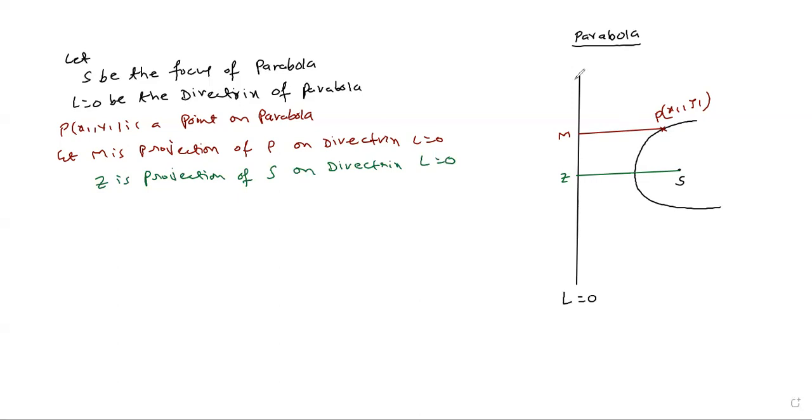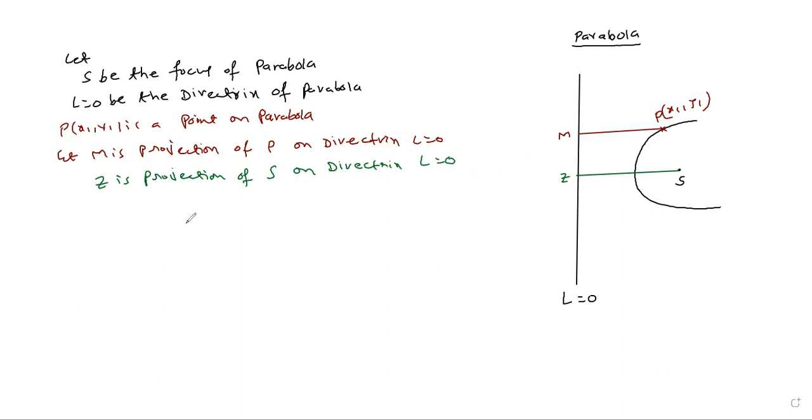Draw a perpendicular from S onto this L equal 0. The point where that perpendicular lands, we called Z. That is nothing but the foot of perpendicular. SZ is a perpendicular line, therefore Z is the foot of perpendicular. That is nothing but projection. Z is the projection of S on the directrix L equal to 0.